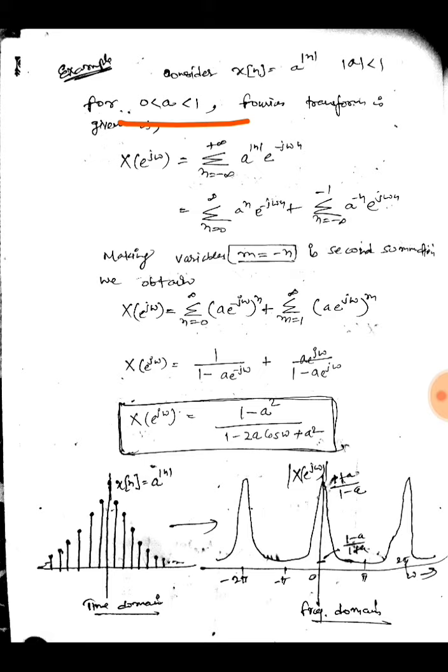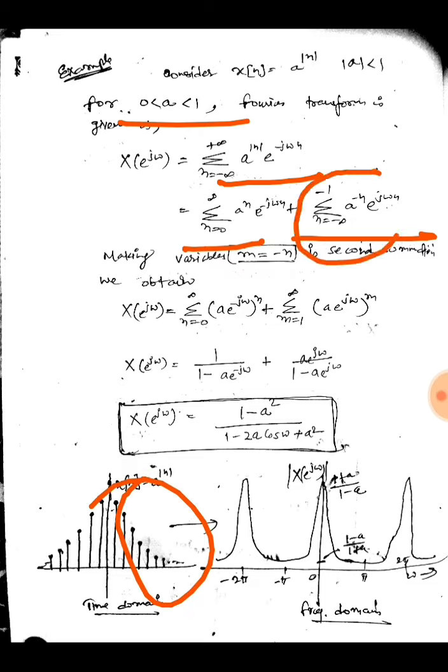So it can be a raised to power modulus n into e raised to power minus j omega n, which I can split again into two functions depending on the modulus of n. Okay, so it comes out to be summation of n from 0 to infinity for this part and n from minus infinity to minus 1 for this part.